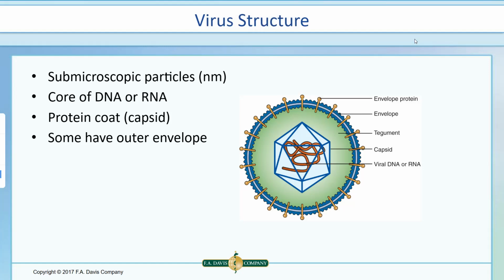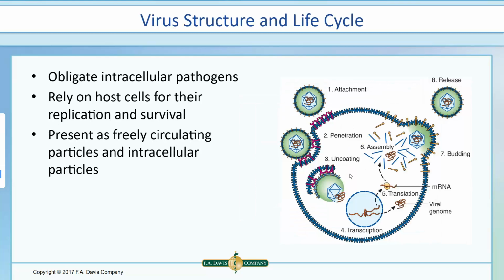Serological detection of viruses. So, virus typical structure: they are submicroscopic particles, which means that they're smaller than what you could see under a microscope. They have a core of DNA or RNA, and this could be double-stranded or single-stranded. Then that's surrounded by a protein coat, and sometimes it's surrounded by an outer envelope. They're obligate intracellular pathogens that rely on the host cells for their replication and survival. They present as freely circulating particles and intracellular particles.